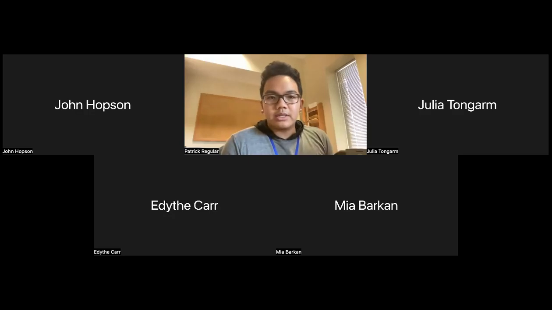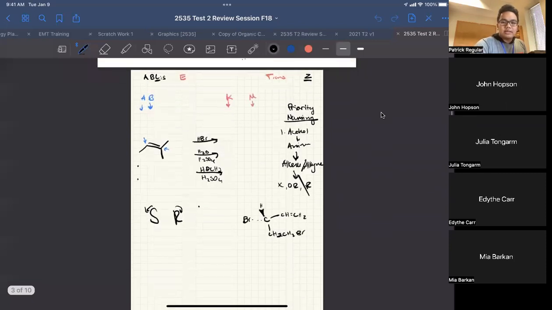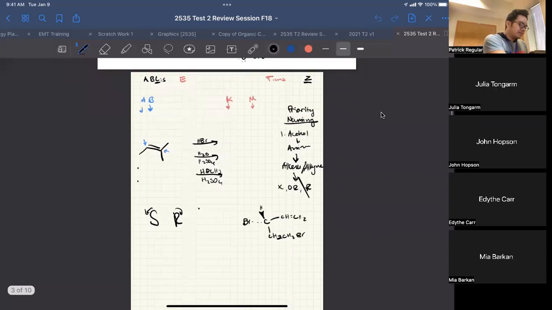this computer. Perfect. I'm going to share my screen. All right. Can you guys see my screen right here? Yes. Yeah, perfect.